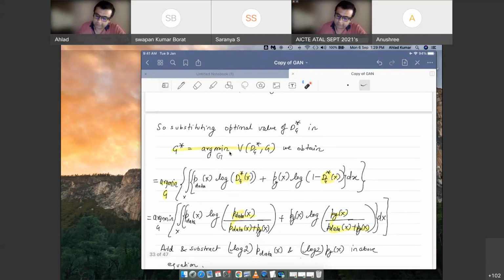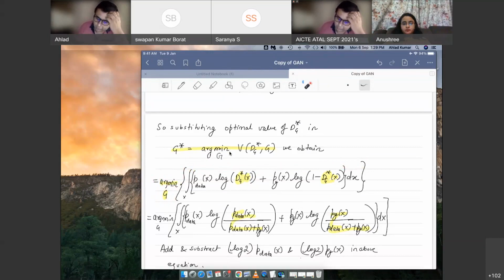This is basically the equation that we had already written in our earlier slide. And now we are minimizing it with respect to G. This is the minimization with respect to G which is happening. Whatever is highlighted in yellow is basically the optimal D_G star that we want to substitute here, because we have already calculated it and we want to know the optimal G star now.